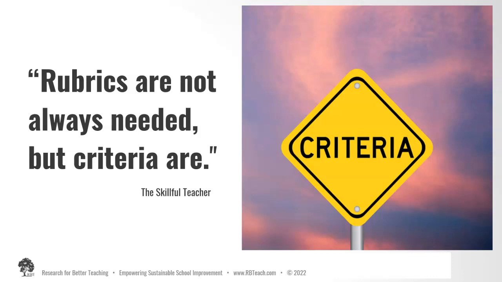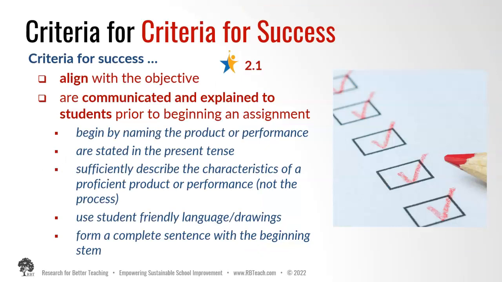Clearly, that's a distinction between what a rubric is, which is more associated with a score, and criteria, which is more associated with descriptions of what the students need to do to demonstrate mastery of an objective. And criteria for success is aligned to the objective. It's communicated and explained prior to the assignment starting. It names the product. It's stated in present tense.